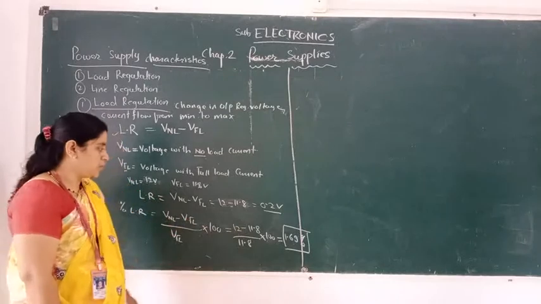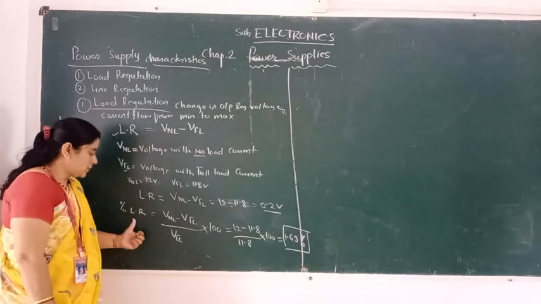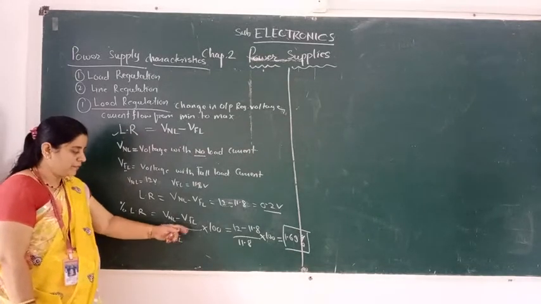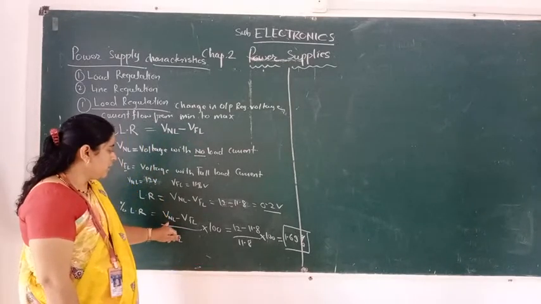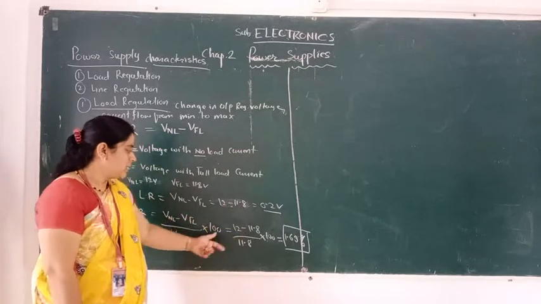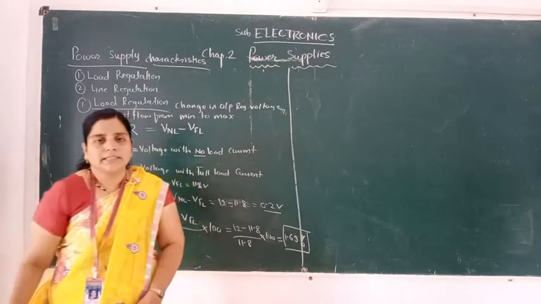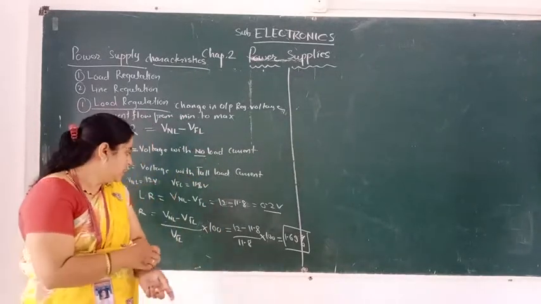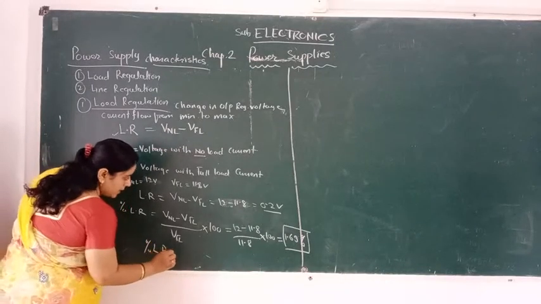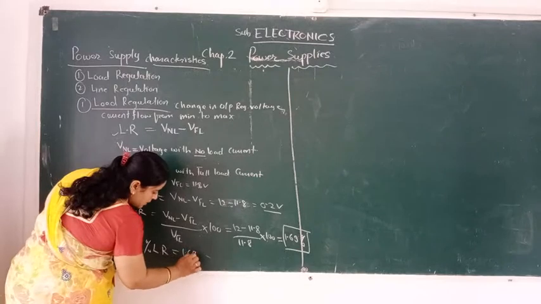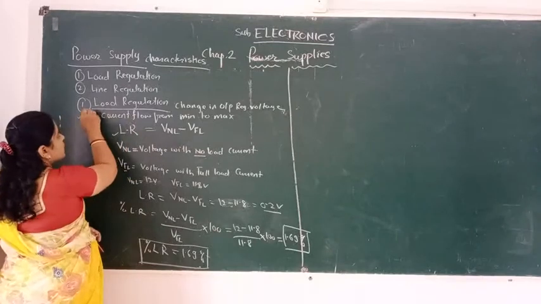So how much is it? 0.2 volt. And this is the percentage of the load regulation. So what is the percentage of load regulation? VNL minus VFL divided by VFL into 100, which is 12 volt minus 11.8 volt divided by 11.8 volt into 100. How much is it? 1.69%. So the percentage of load regulation is 1.69%. This is the first point, load regulation.